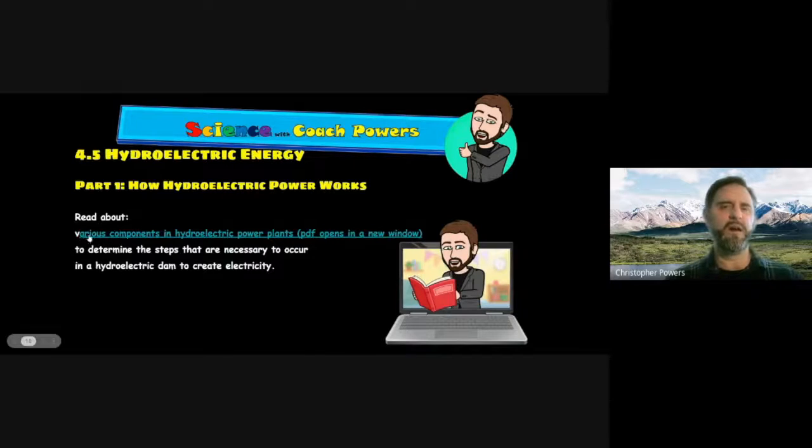Possibly, I might think about it, but various components in the hydroelectric power plants. It's the article, and it's basically what does it take to build one of these things, and how does it work through it? Of course, the engineering and process. We know the theory. Water flows, turns things, and it generates electricity. All right. To determine the steps, you have to read the article that are necessary to occur in a hydroelectric dam to create electricity. And boy, oh boy, do I love opening these things and reading them to you.